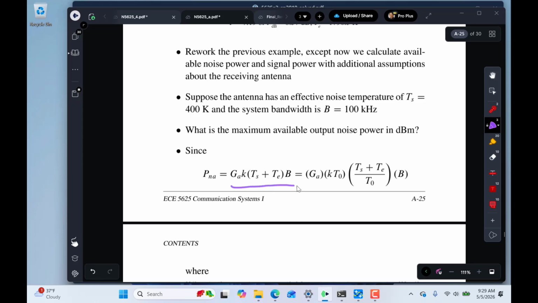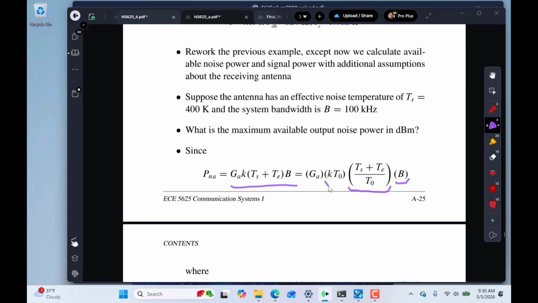We're going to use this equation right here that was up the page and I highlighted. But if you want to work in dB, it's more convenient to play some games. So we have kT0 that we bring out in front, and we have GA, which we bring out in front. This is the gain of the cascade. And then we put these numbers all in one term called (TS plus TE) over T0. So this is a normalized noise temperature of the cascade with the input, and then the bandwidth B is set out in front too.